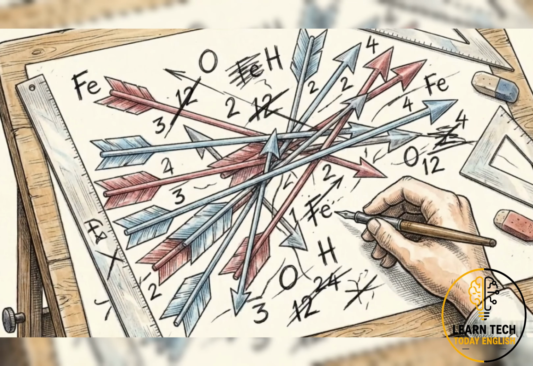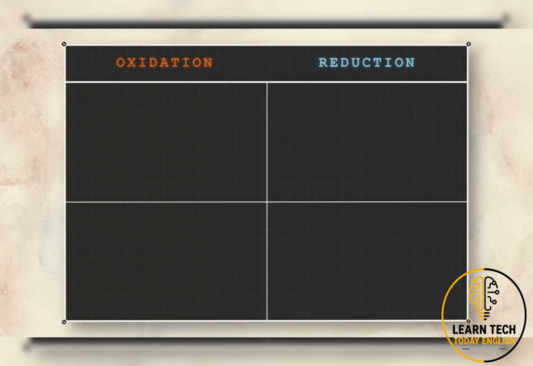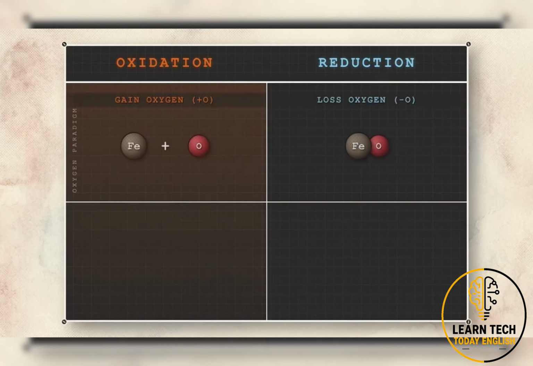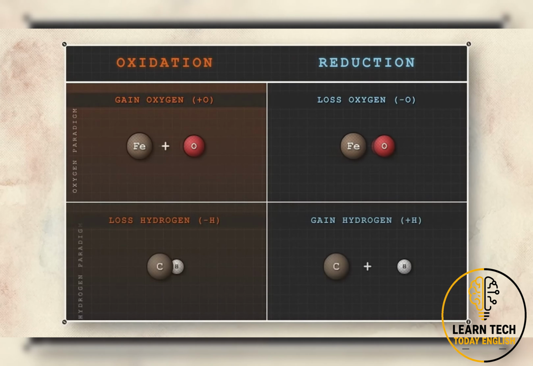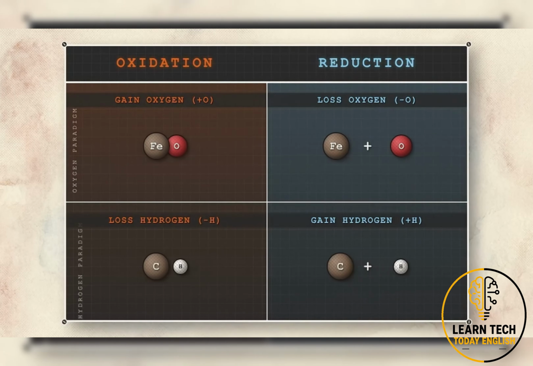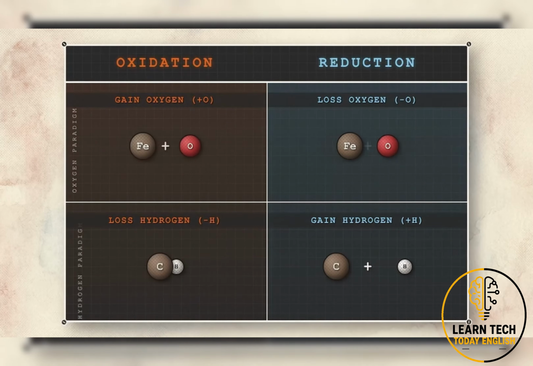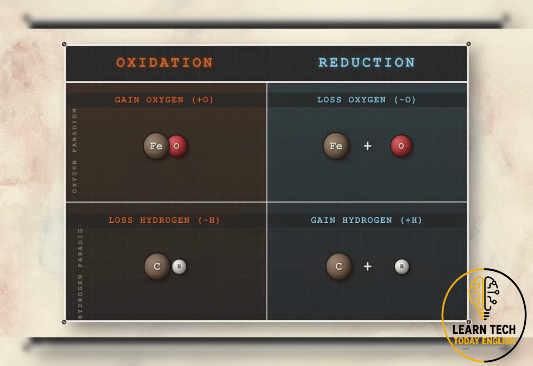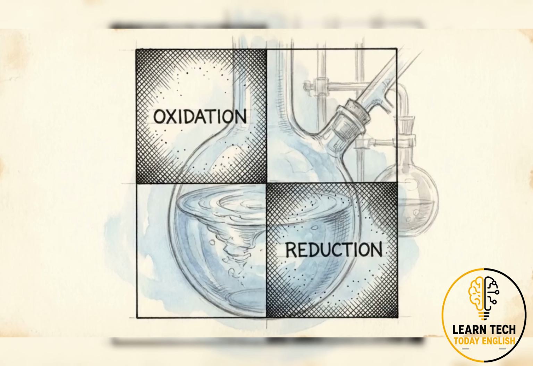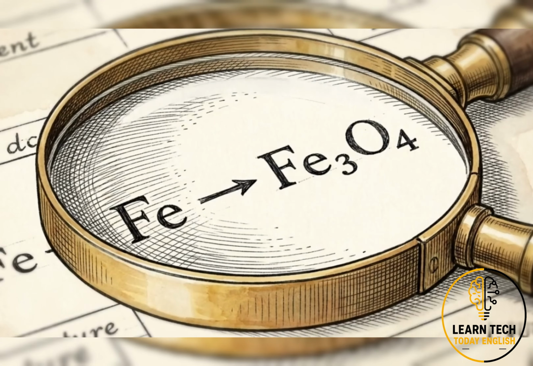Keeping track of gains and losses across 2 different elements can feel disorienting. To manage this, chemists organize these rules into an inversely mirrored framework. On the left side, oxidation is defined as the gain of oxygen or loss of hydrogen. On the right side, reduction is the exact inverse, the loss of oxygen or gain of hydrogen. Applying this matrix allows for the systematic analysis of almost any standard chemical reaction. This framework serves as the primary tool for tracking shifts in atomic identity.